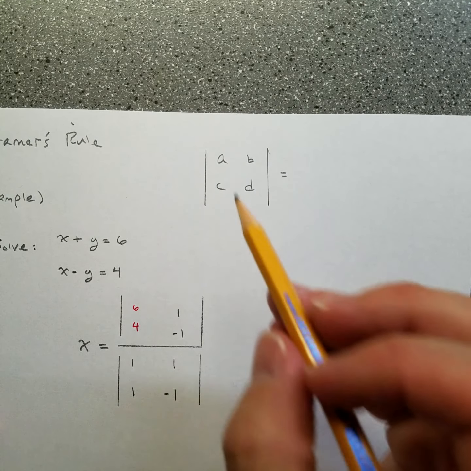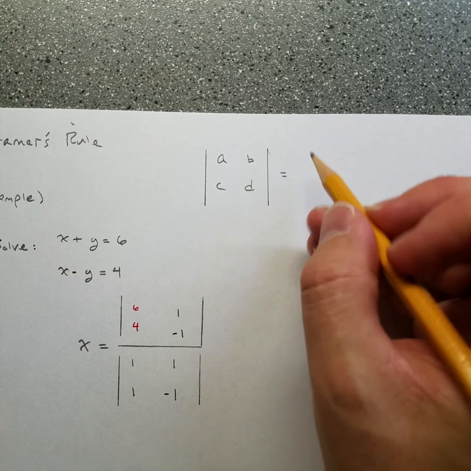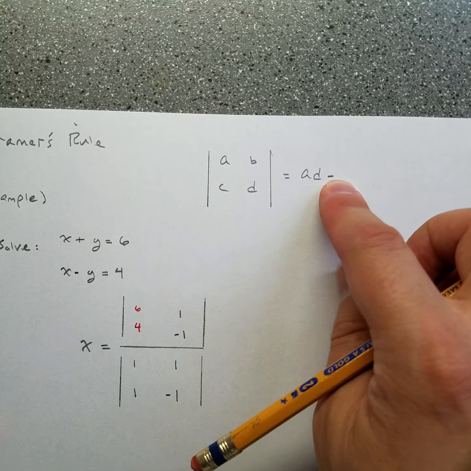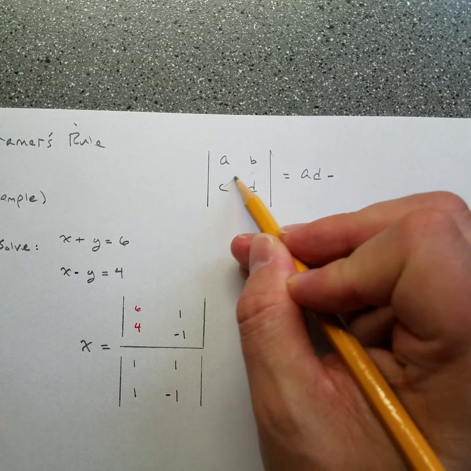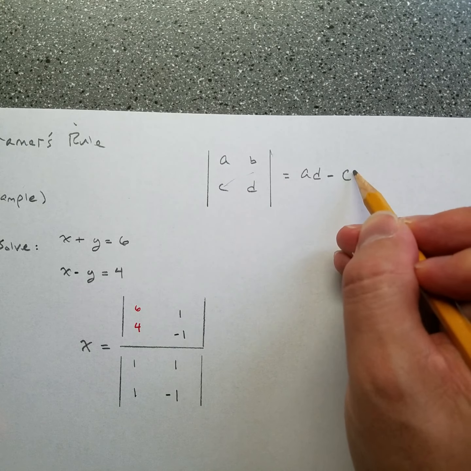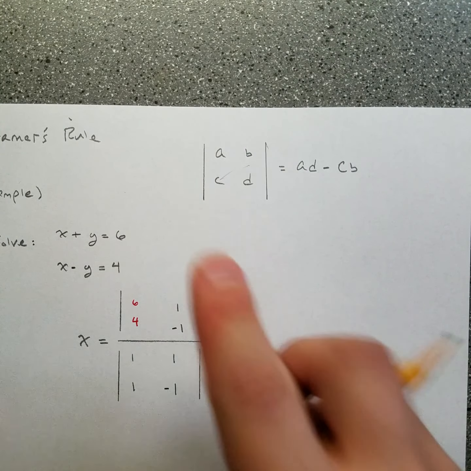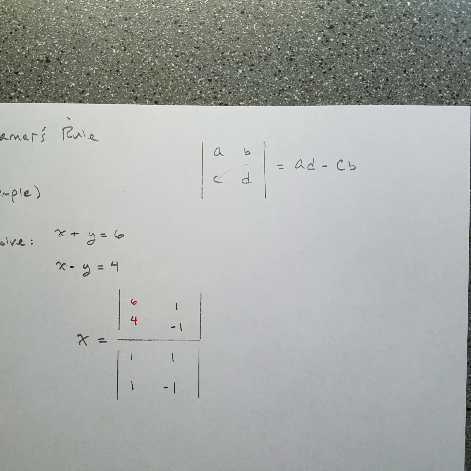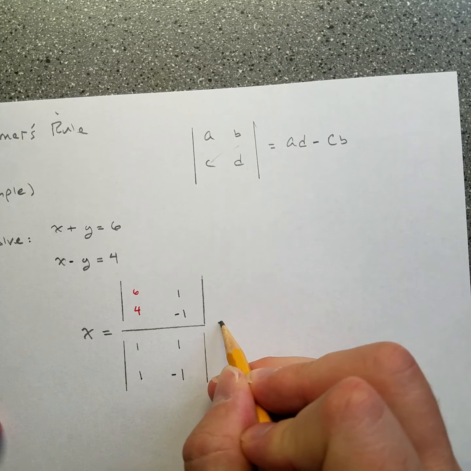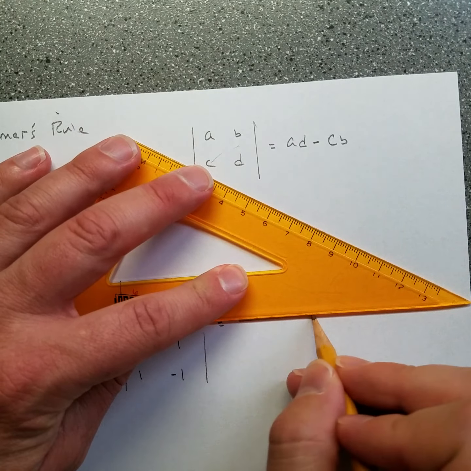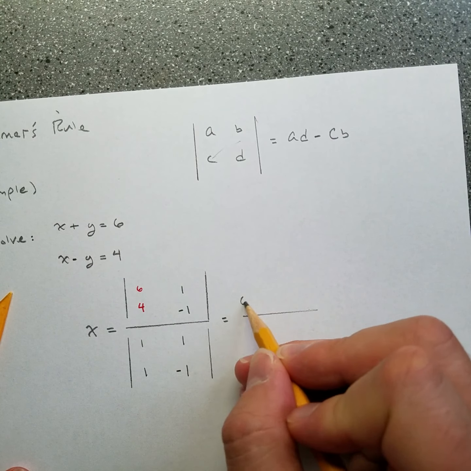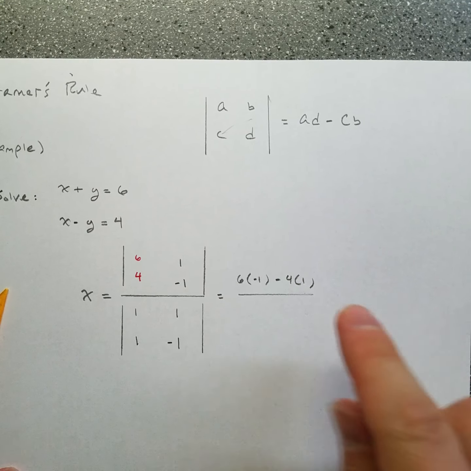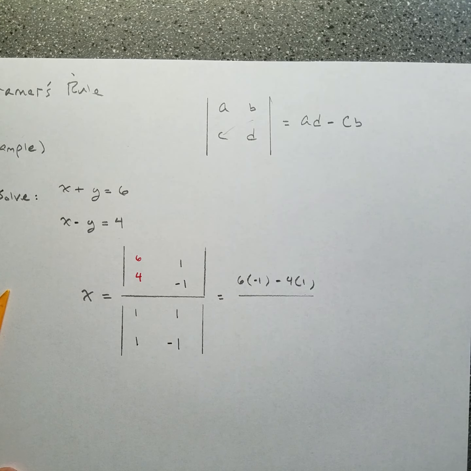Say I want the determinant of a 2x2 matrix just like those. Here's what you do. You multiply diagonally this way, a times d. You subtract whatever you get if you multiply diagonally this way, c times b. That's what you do. A times d, c times b. Subtract them, just like that, every time. So let's see. What's this going to be? 6 times negative 1 minus 4 times 1. There's exactly that formula.